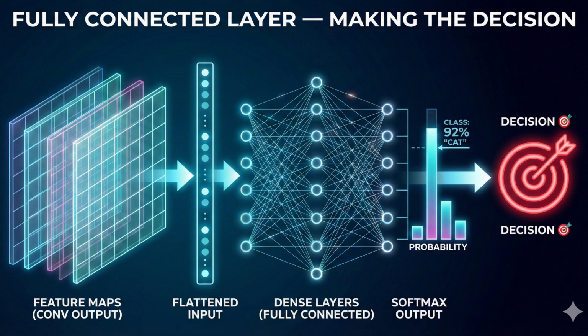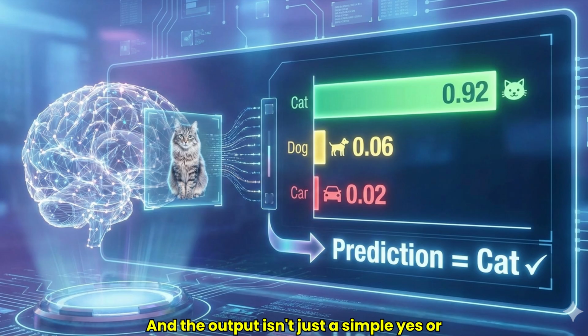It then feeds that list into a more traditional neural network layer that weighs all the evidence and makes the final prediction. And the output isn't just a simple yes or no. It's actually way smarter than that. It gives you a list of probabilities. So the network might say, I'm 92% sure this is a cat, maybe 6% sure it's a dog, and like 2% sure it's a car. And based on those odds, it makes its final call, cat.